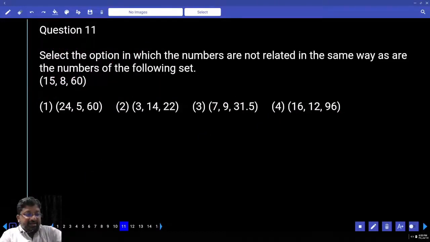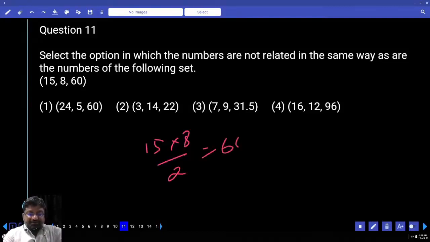Next, 15, 8 and 60. Any guesses for this? How much is 15 into 8? 120 divided by 2. So this is 15 into 8 by 2 is equal to 60. Now, 24 into 5 and 120 divided by 2 is 60. Can I say 60 is my answer?